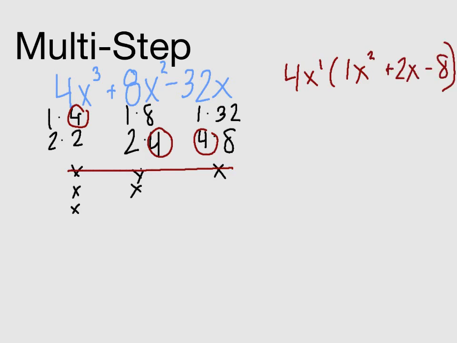Now I recognize that this is a sum and product because there are 1, 2, 3 terms inside the parentheses. So I list my factors of the last term, which is 8. So 1 and 8 and 2 and 4. Then I ask myself, which of those factors will add or subtract to be a positive 2? And it is 2 and 4.